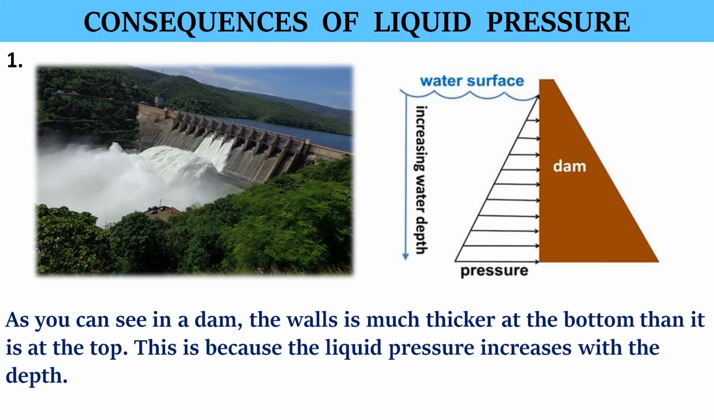As you can see in a dam, the wall is much thicker at the bottom than it is at the top. What is the logic behind this? There is a simple logic that the liquid pressure increases with the depth. So as to combat this enormous liquid pressure, the bottom is made much thicker as compared to the top.